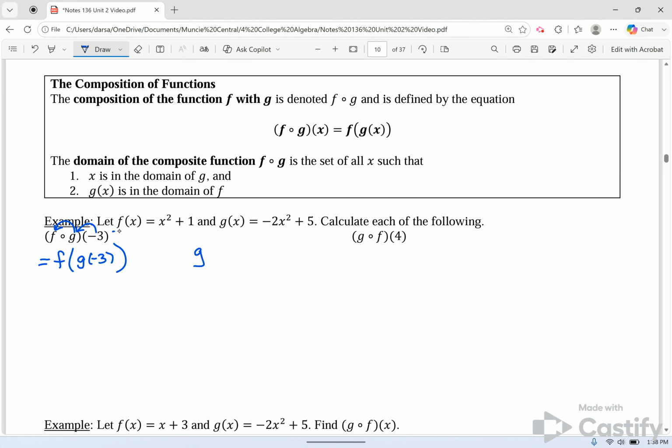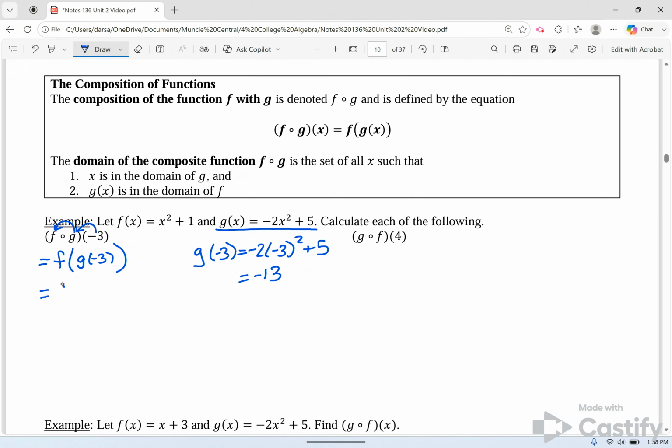So we can come over here and say, what is g of negative 3? Remember, here is our f of x, x squared plus 1, and here is our g of x, negative 2x squared plus 5. So for g of negative 3, we take out the x's and plug negative 3 in for those, and we get negative 13. Now, that is what g of negative 3 is. So this right here is negative 13.